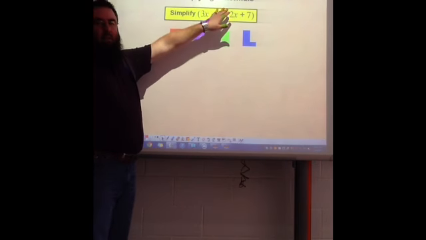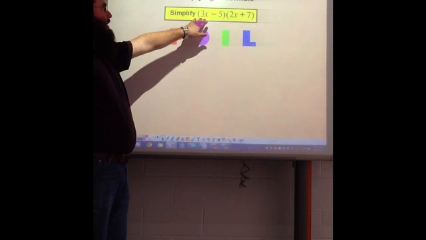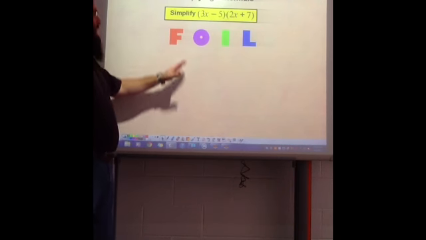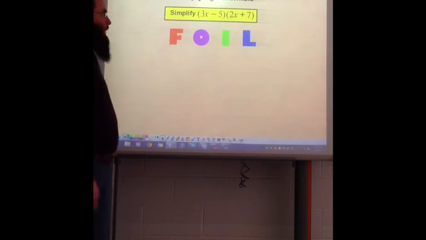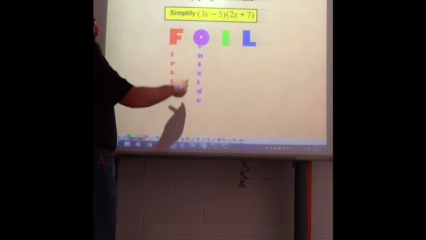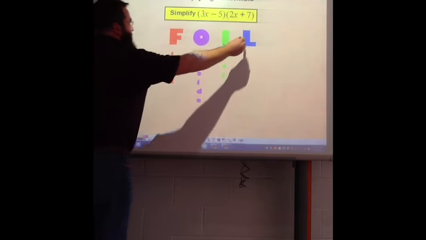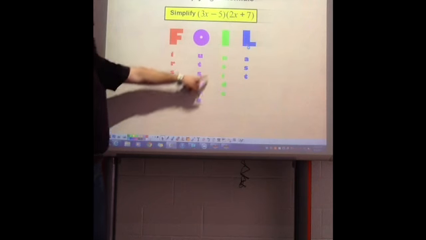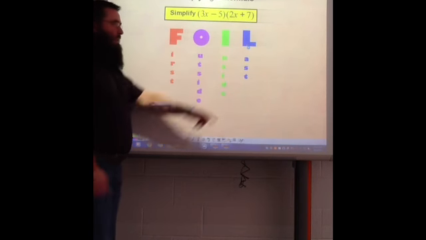To multiply binomials, like in this case 3x minus 5 times 2x plus 7, we're going to use an operation called FOIL. Okay? FOIL is a lot like the distributive property, and it stands for first, outside, inside, last. First, outside, inside, last.